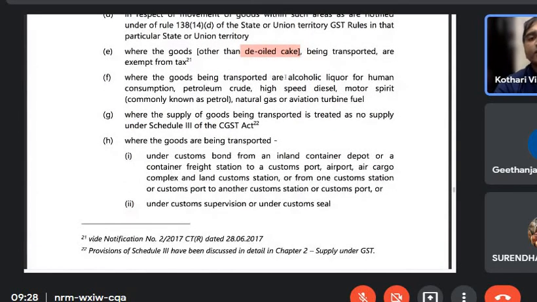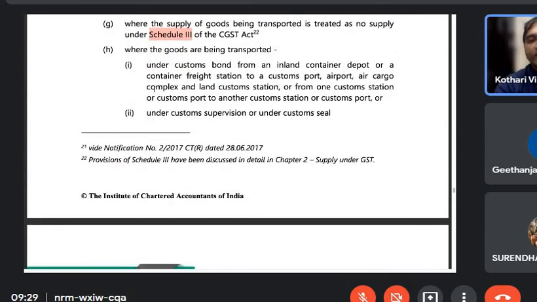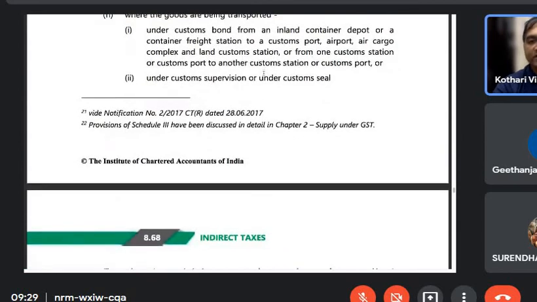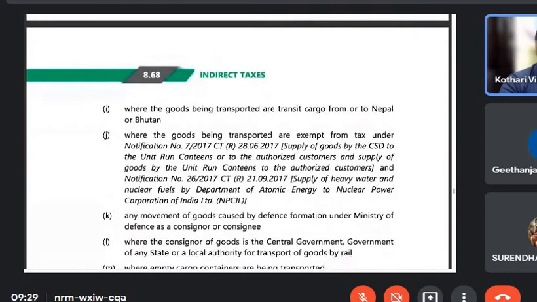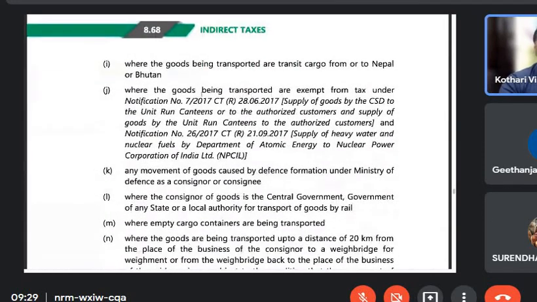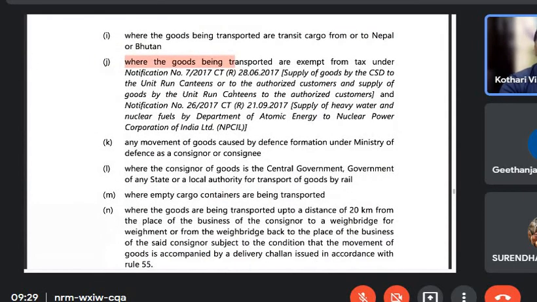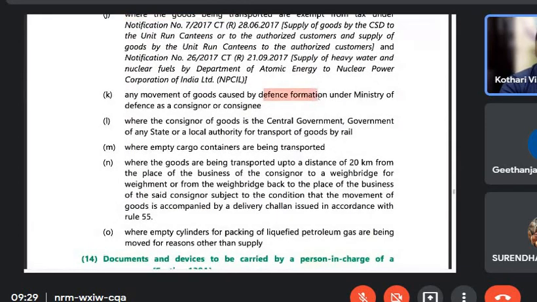Where goods transported are alcoholic liquor for human consumption and the five goods to which GST is not applicable, e-way bill is not required. Schedule 3, neither supply of goods nor supply of services, that also needs no e-way bill. Where goods are transported under customs bond from an inland container depot, under customs supervision or customs seal, or goods are transported in transit cargo from Nepal or Bhutan, e-way bill is not required. Again, canteen supplies, for example a canteen for the army, there also e-way bill is not required. Any movement for defense, e-way bill not required.